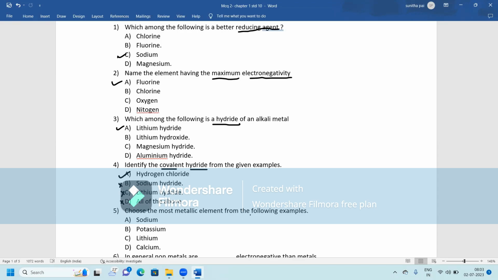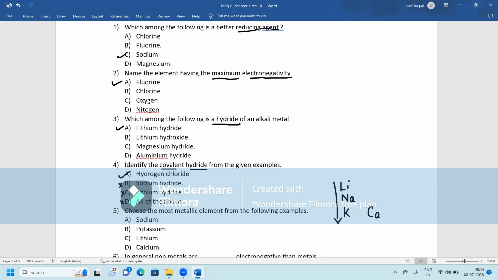Choose the most metallic element from the following examples. Now, sodium, potassium, lithium, calcium. Let's figure out whether they come in the same period or group. Okay, so sodium, potassium, lithium. The arrangement could be lithium here, and below lithium is sodium, and here potassium, and calcium is here. Now, so there is down a group as well as across a trend which we need to follow.